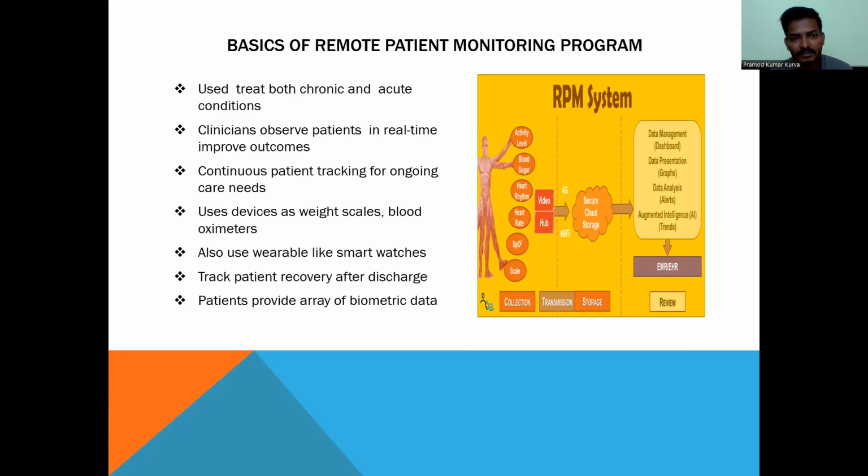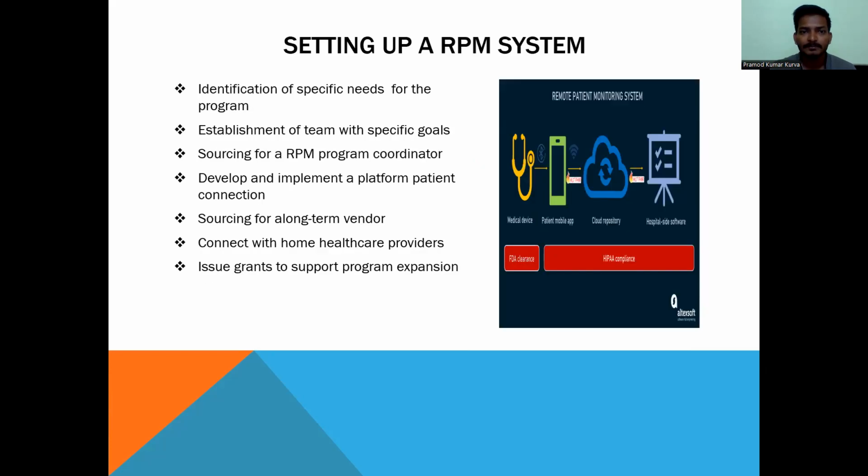Think about it, if it's a continuous part of tracking for ongoing care needs, the department will always have an electronic device that has to be monitored. The clinicians observe patients in real time, improve outcomes. So these all have to be done in an RPM system, where first they collect, then they transmit, and then they store the data. So this is how it works.